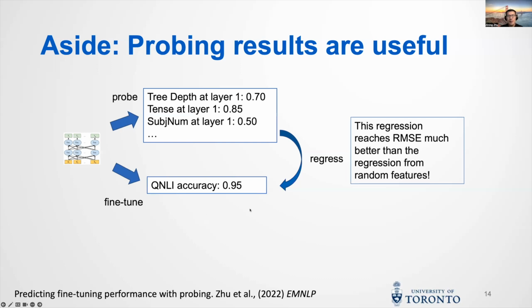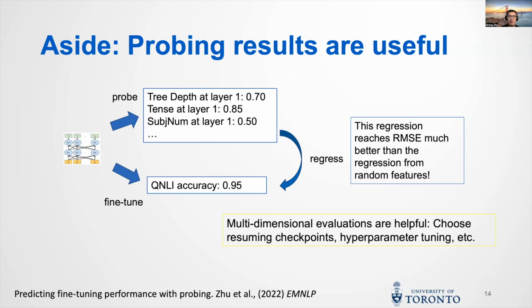Is it possible to infer or predict the downstream performance without going through the painstaking processes to develop the models in the downstream fine-tuning processes? In this paper, we showed that it is possible. You can just take the probing results and apply some linear regressions. And this regression can reach root mean square errors that are much better than the regressions from random features. So the takeaway story is that the multidimensional evaluations are helpful. They are helpful, for example, for resuming from checkpoints and tuning the hyperparameters.